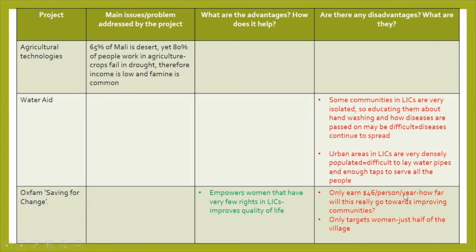That's from the resource, and then I'm saying, well, how far will this actually go towards improving communities? $46 a year isn't very much. And because it's a gender-specific project, yes, it's great for empowering women who often don't have very many rights in LICs, so that makes them feel more confident, it improves their quality of life. It would also double the income for a family, because mum and dad could both be earning, assuming parents are together. But it does only target women, it's only helping half the village.